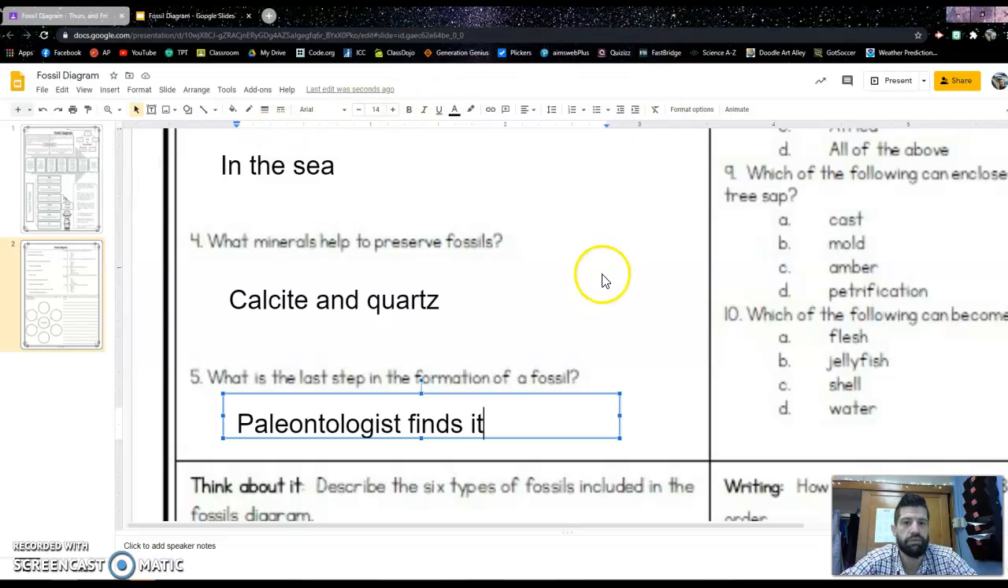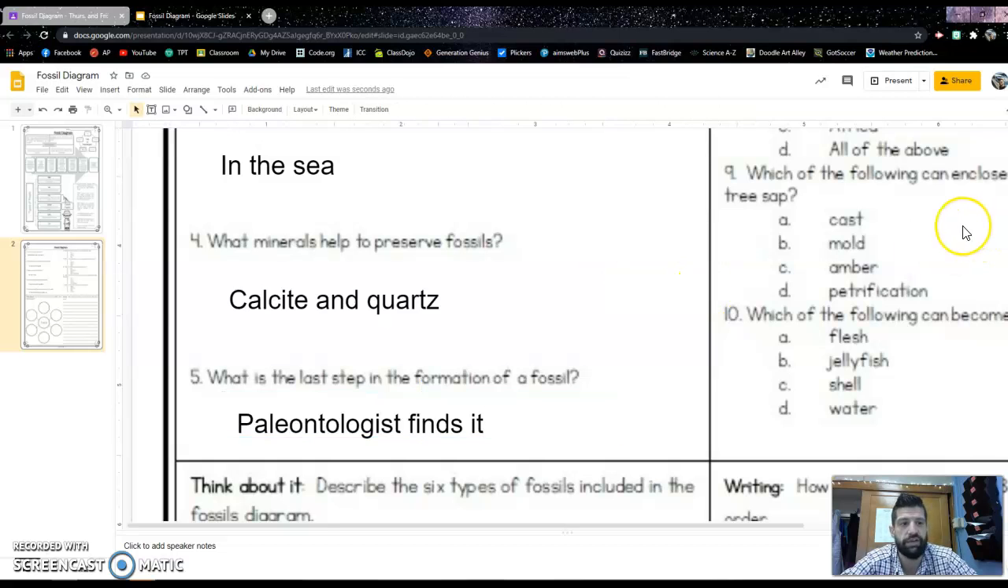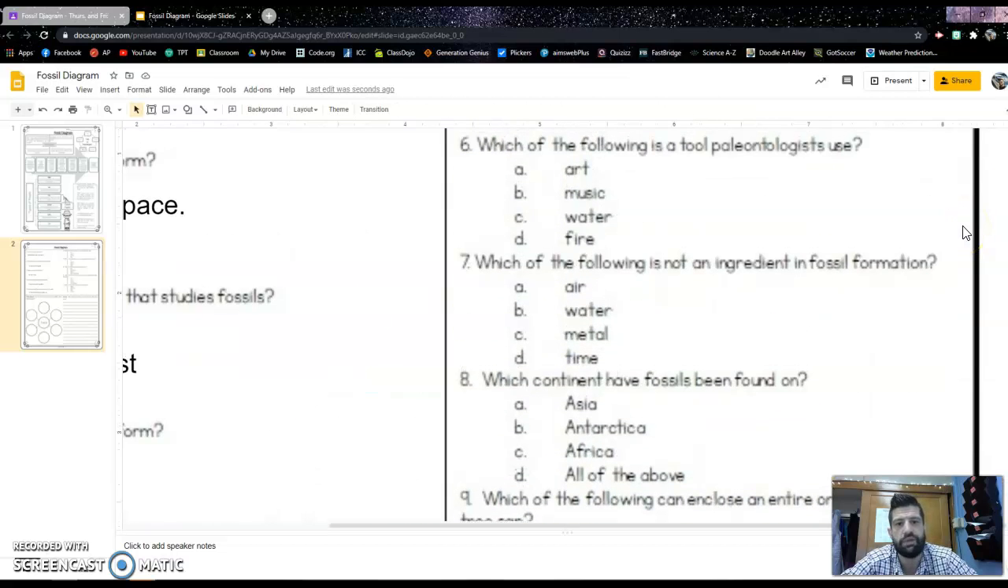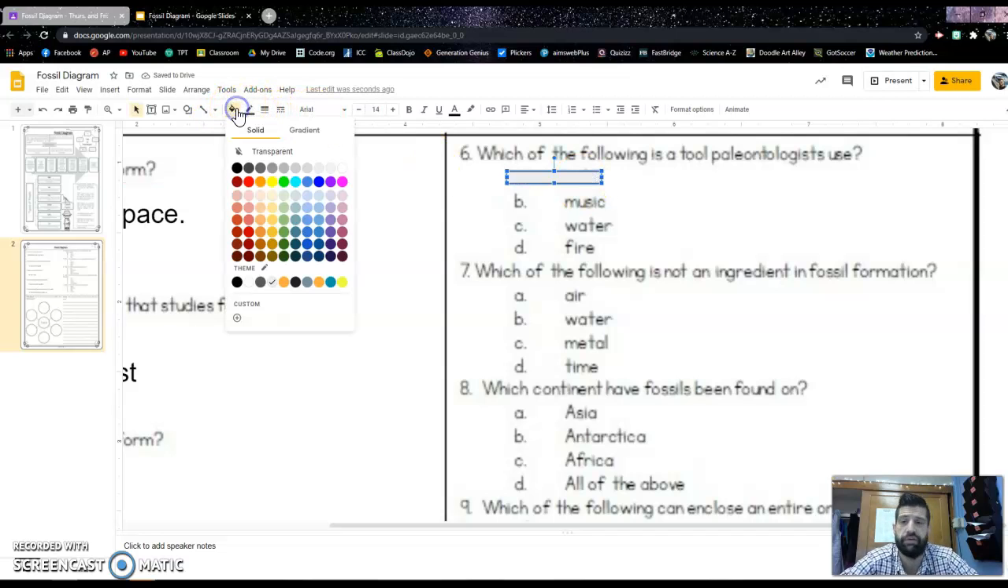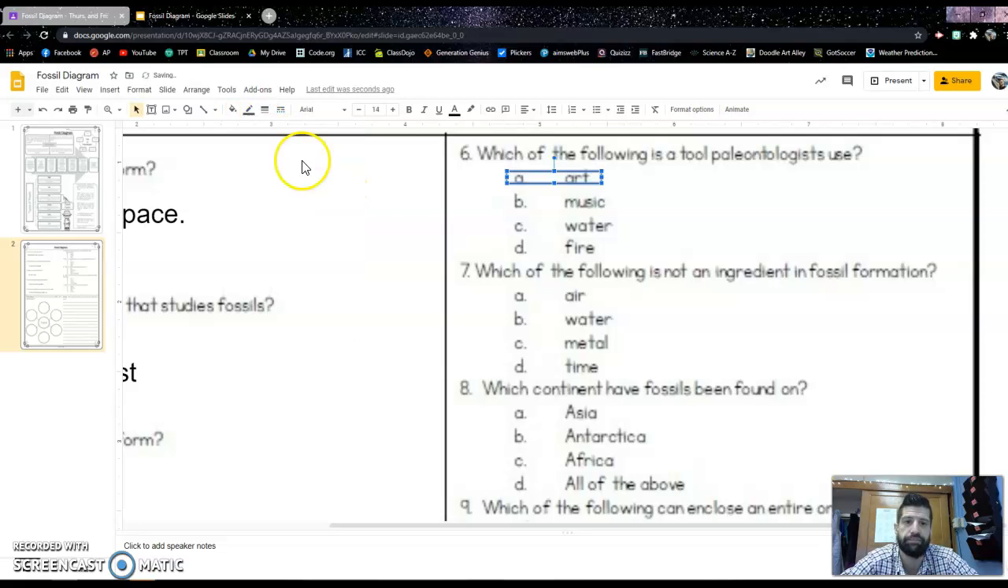So, looking through, that's how we can insert our text boxes. Okay. When we get to this part, you can just go to shape. You can go to a shape here, and you could do the square, and you could kind of highlight your answer. If you say a tool paleontologists use is art, and you want to put that, I would change the color because I personally just think gray is boring. And actually you can make it transparent, and then it would still box it in.